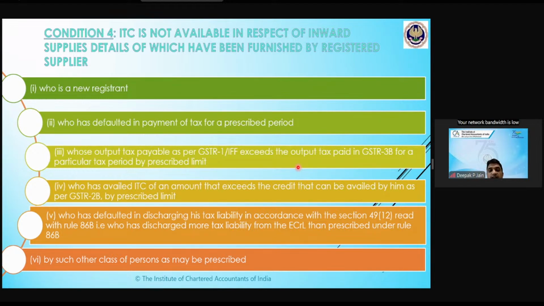So if there are people of this category, and you are buying anything from them, then your credit will be restricted. Why? Because a lot of fake invoice cases are going on in the market and the government wants to restrict it. That is the reason they will restrict the credit.